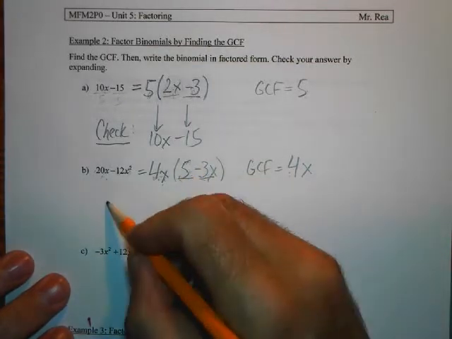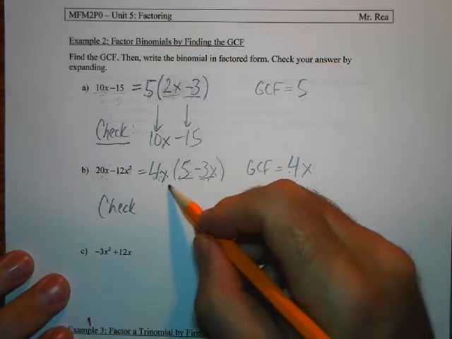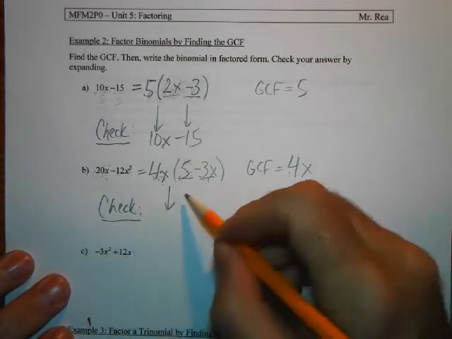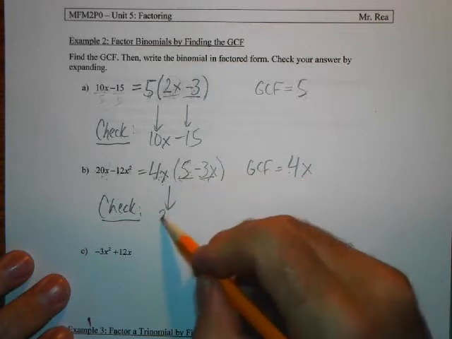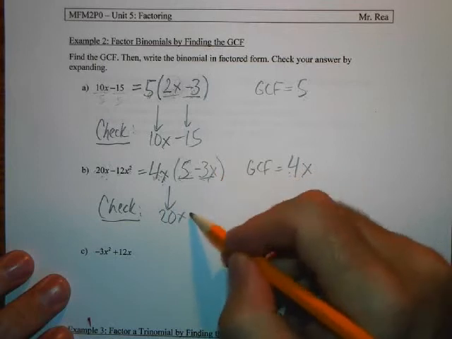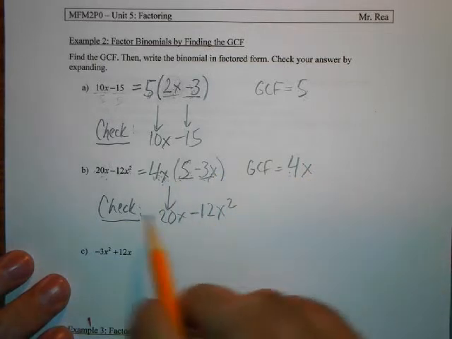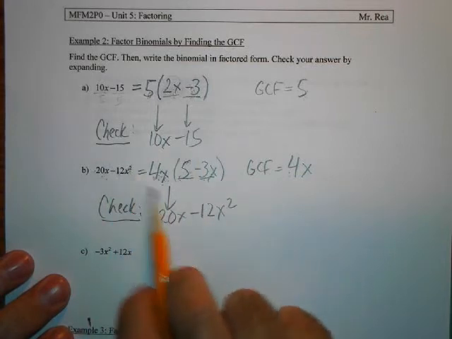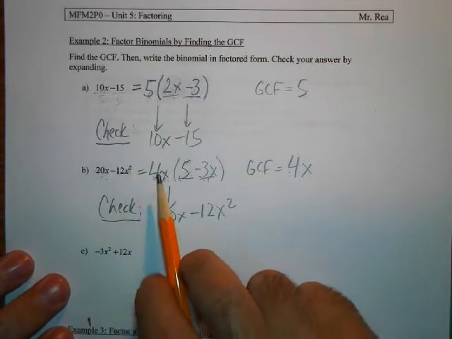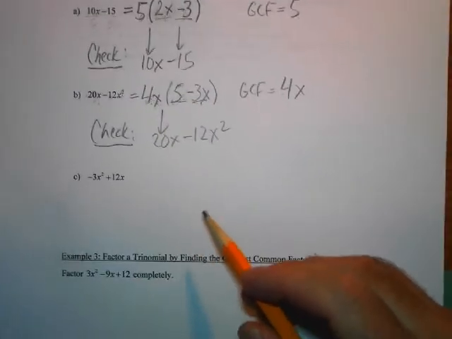How do we know that's right? We check it. We just expand this back and hope we get the original question. 4x times 5, that's 20x. 4x times negative 3x, that's 4 times negative 3, and x times x is x squared. Is it the same? Yes, it is. That means that's correct. Okay. Last one here. Well, last one in this example.